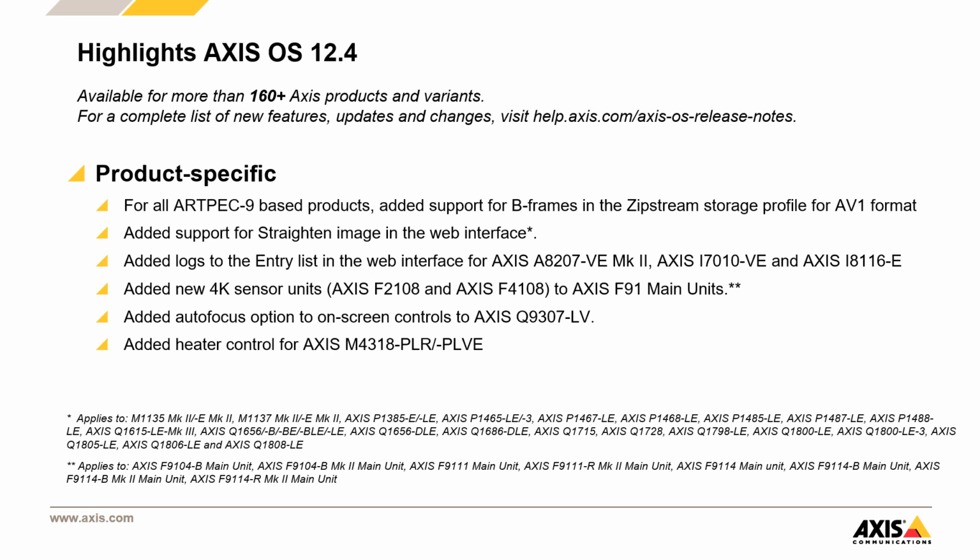The Access F91 main units now support two new 4K sensors. We have also enhanced the user experience for the following products. We have added an autofocus option to the on-screen control for the Access Q9307-LV. Moreover, we added a heater control for Access M4318 cameras, providing users with great convenience and ease of use.